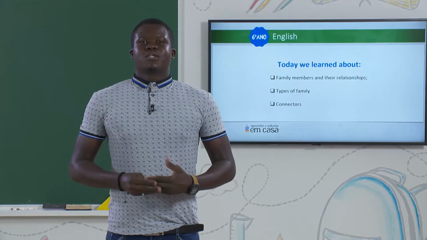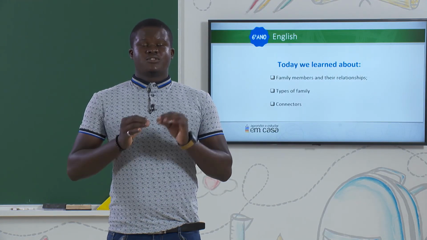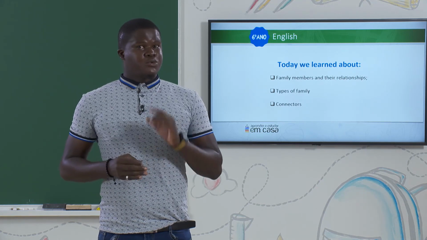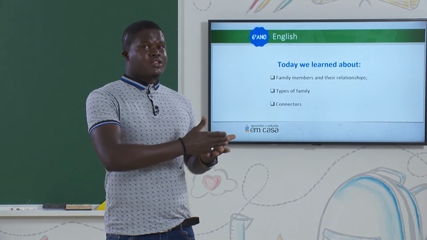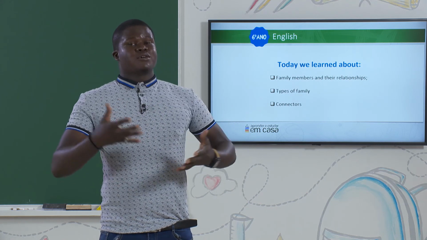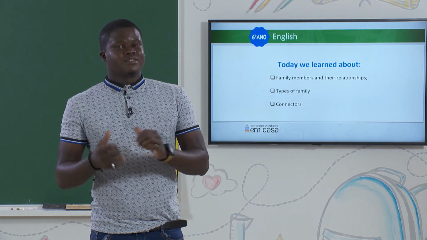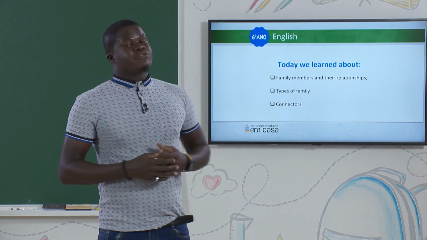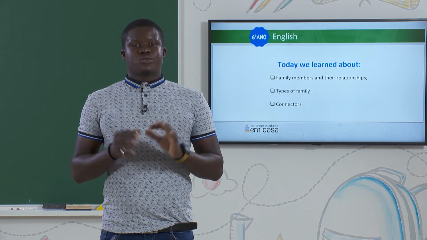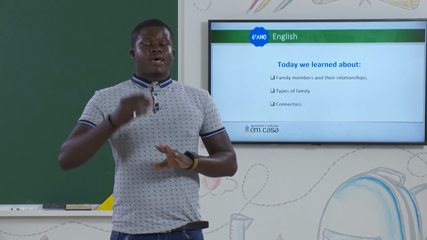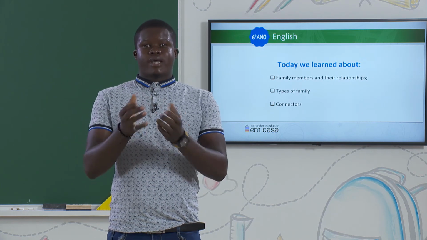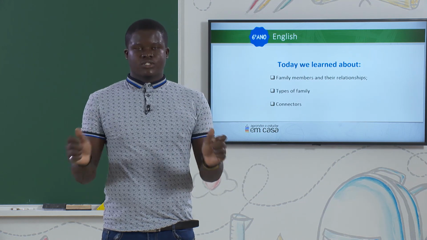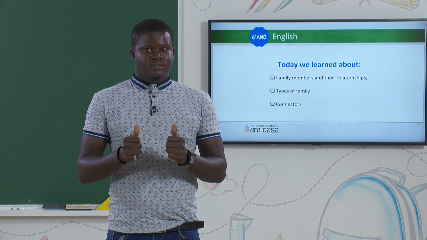Now let's see what we have learned today. Today we talked about family members and relationship. Remember? For example, my father's father is my grandfather, right? Nice. Then we talked about the types of family because we have different types of family, okay? And the last one we learned about connectors, how to join similar and different ideas together, okay?